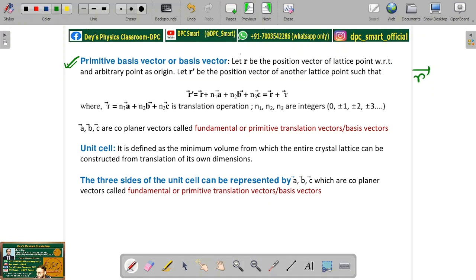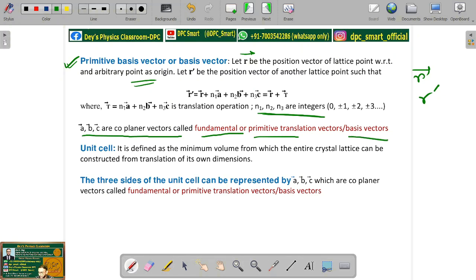Next, I will discuss primitive basis vectors or basis vectors. Let R be the position vector of a lattice point with respect to an arbitrary point as origin, and similarly R prime be the position vector of another lattice point such that R prime equals R vector plus n1a plus n2b vector plus n3c vector, where n1, n2 and n3 are integers and a, b, c vectors are three coplanar vectors, and these a, b, c vectors are called fundamental or primitive translational vectors or basis vectors.